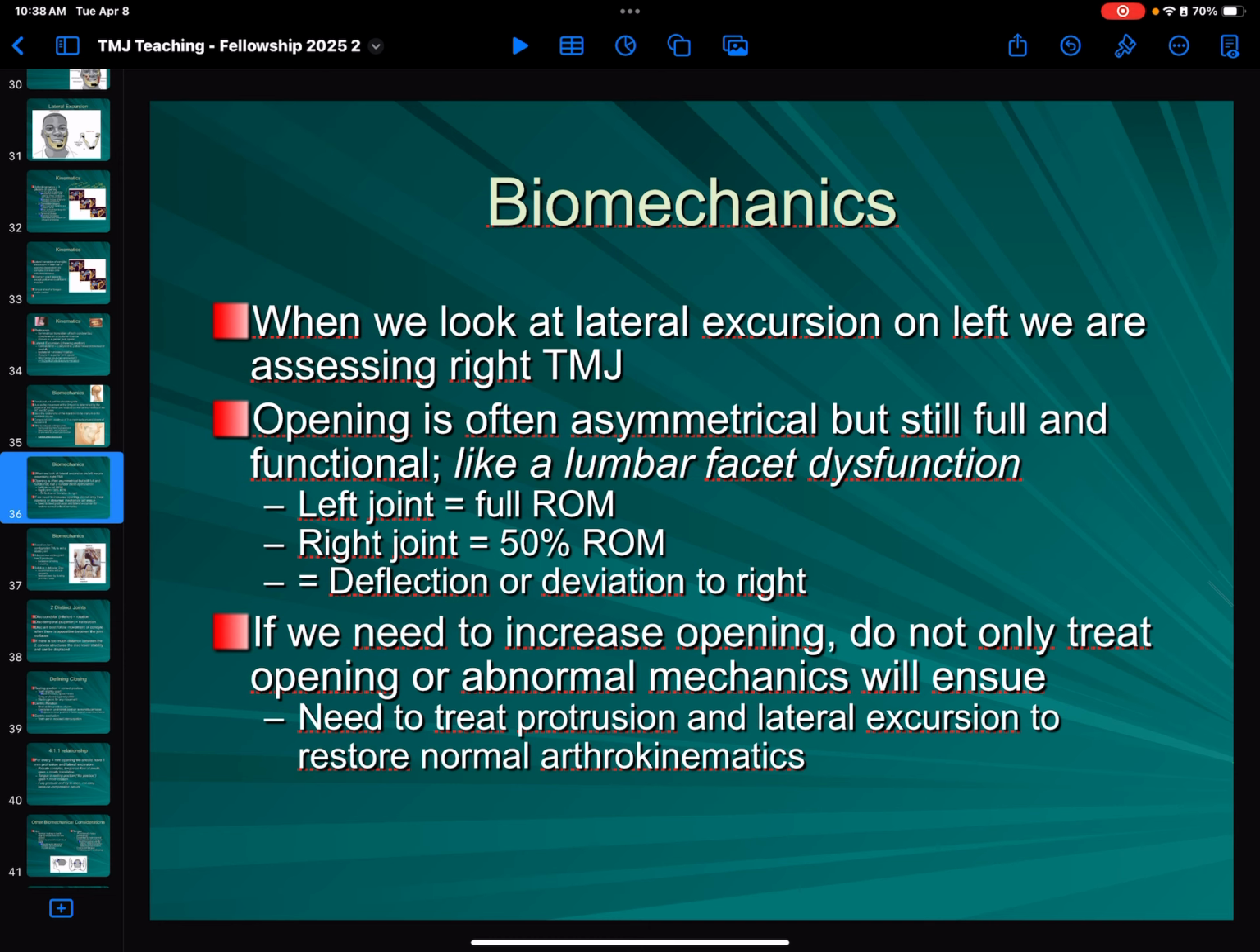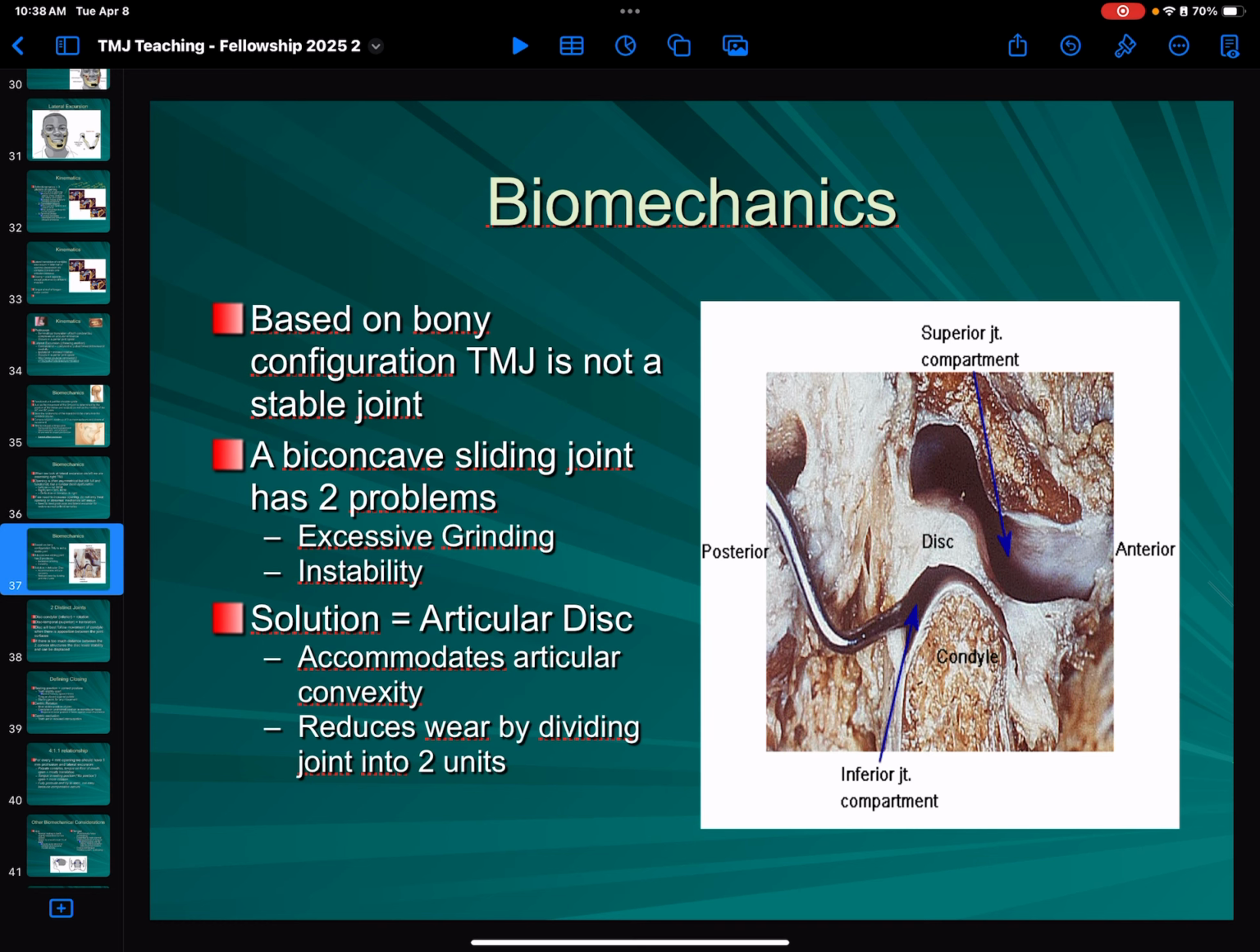So again, bony-wise, it's not stable, so that's where we have these two joints. One way I heard it described is, if we didn't have the disc, it'd be like two soda cans rubbing against each other. It's not going to be very stable, right? So you put an articular disc in between, and that adds stability. So we hit this hard already. Inferior is rotation, superior is translation.